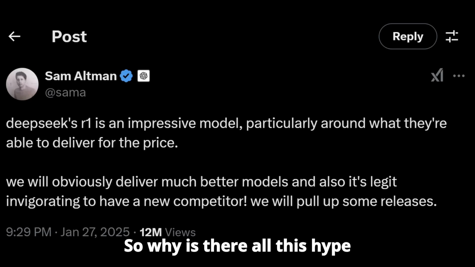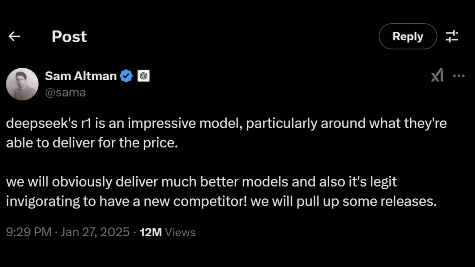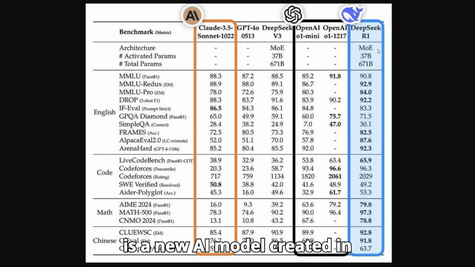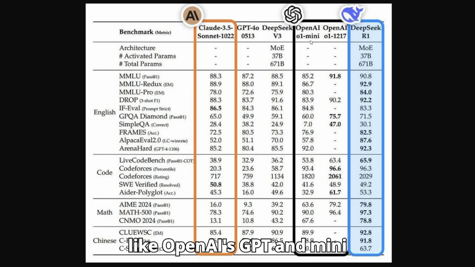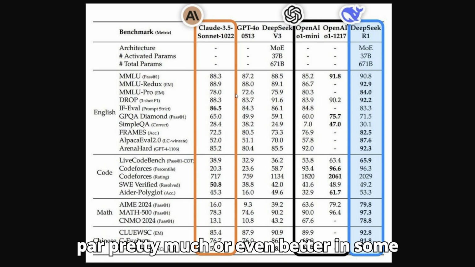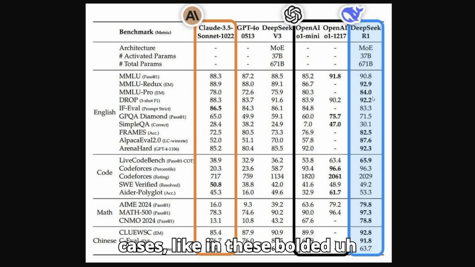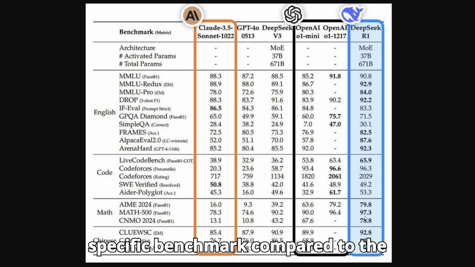So why is there all this hype around DeepSeek R1 suddenly? That it's even got Sam Altman, the CEO of OpenAI, talking about it as well. Well, DeepSeek is a new AI model created in China and in benchmarks across many different fields compared with popular AI models like OpenAI's GPT and mini models and Claude's AI models, it performs on par pretty much, or even better in some cases, like in these bolded benchmarks here. DeepSeek R1 actually performed the best in that specific benchmark compared to the others.